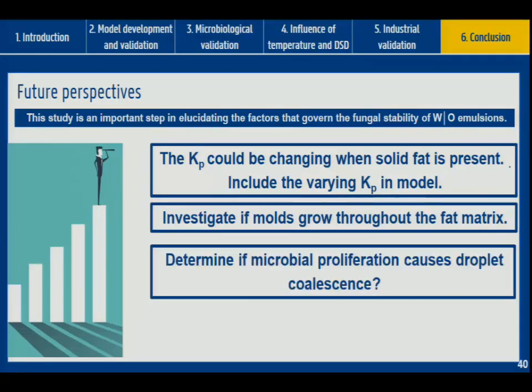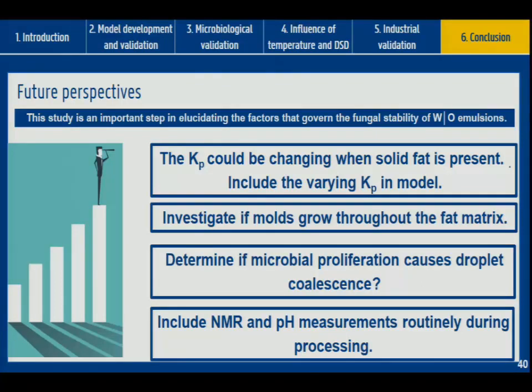Third, we want to determine if microbial proliferation causes droplet coalescence. If I'm a microorganism, I fill up an entire droplet. To search for further nutrients, do I go to another droplet or not? And lastly, a small practical recommendation. We would like processors to include NMR and pH measurements routinely during product formulation and processing.